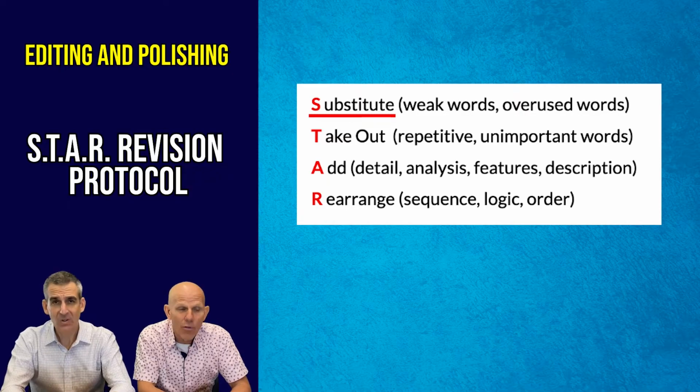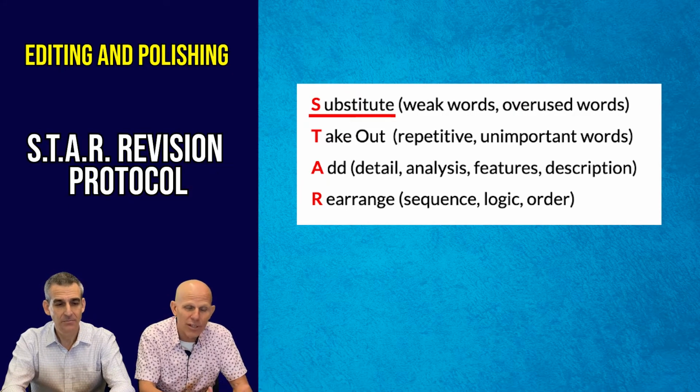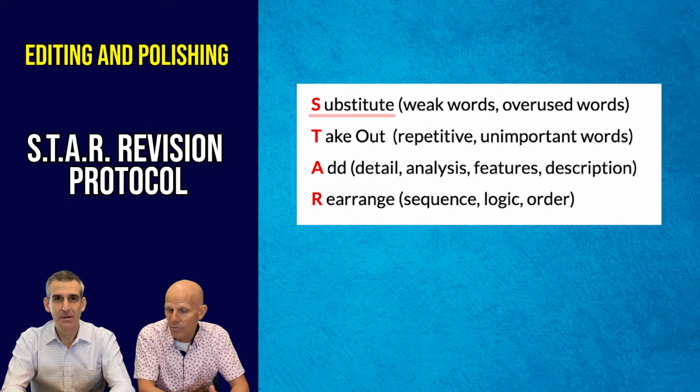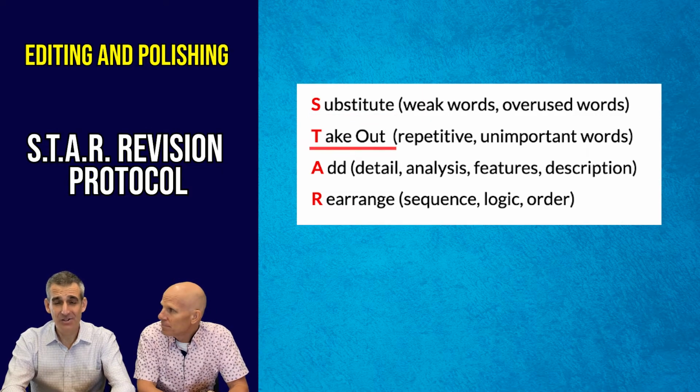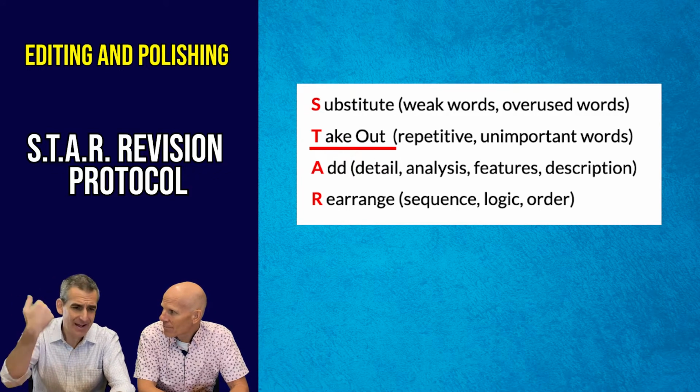Yeah, we want to take out those weak verbs, those weak adjectives. We want to substitute words, just replace them with stronger vocabulary. And the T of STAR actually is take out. Sometimes you'll want to delete words. You'll see some repetition or you'll see a word that just doesn't fit and you want to get that out of your paper.